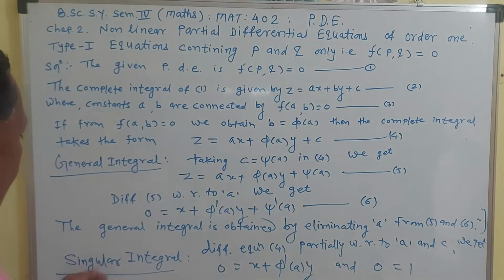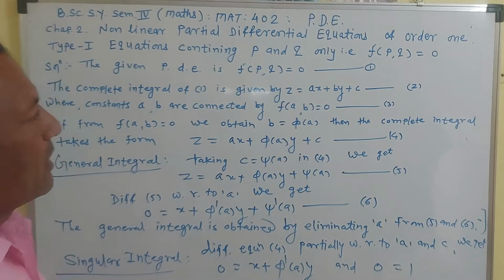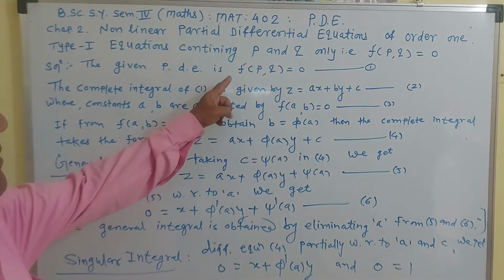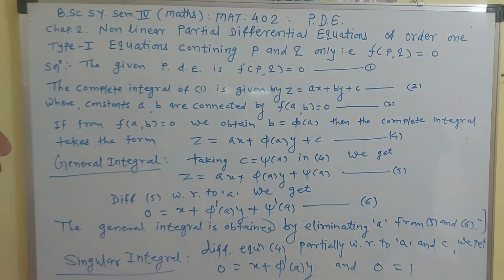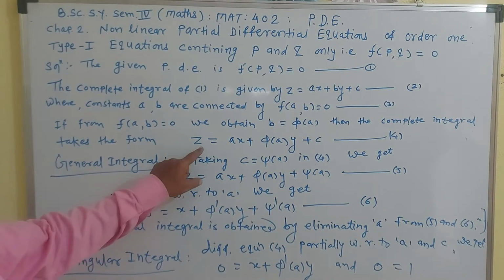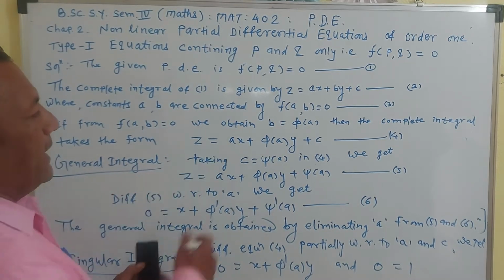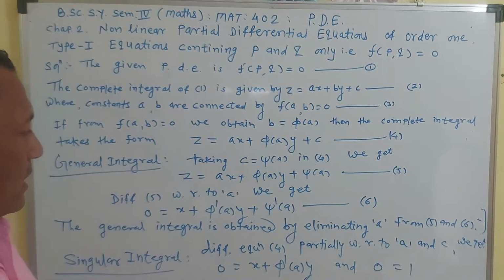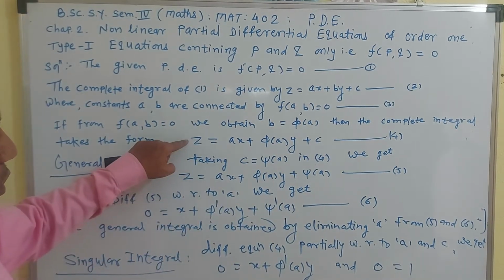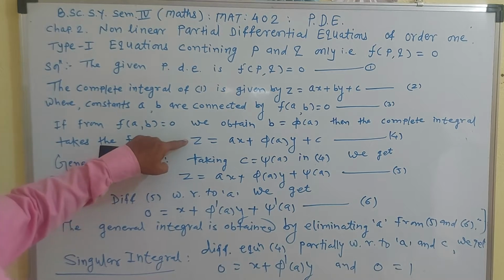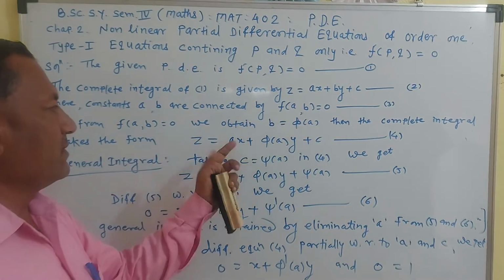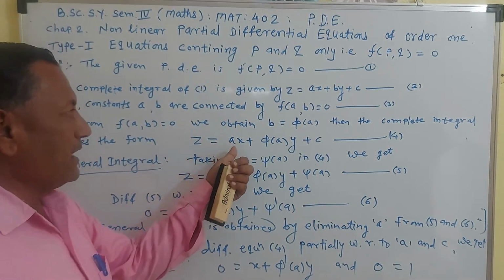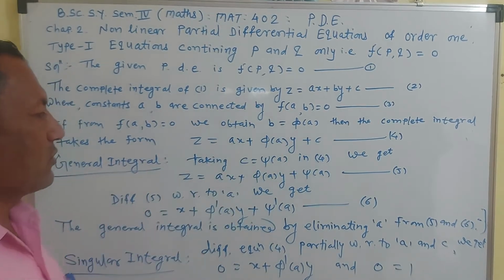Then next, how do you obtain the singular integral? The singular integral of the equation f(p,q) = 0. What is your equation 4? Equation 4 is z = ax + φ(a)y + c. Now you differentiate equation 4 partially with respect to a and c. So in 4, a is constant, c is also constant.